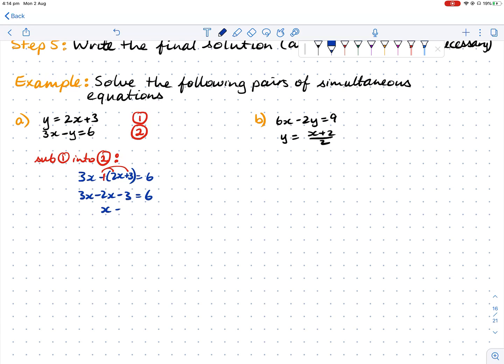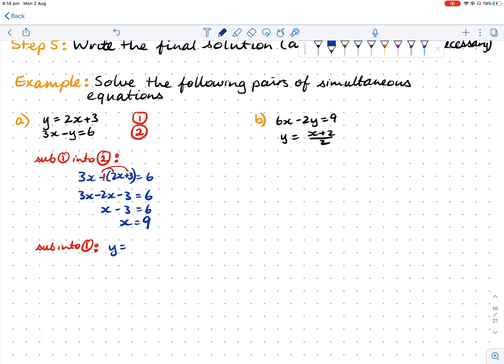3x minus 2x is x, so x minus 3 is 6. So x equals 9. Once we've got the x value, what we can then do is substitute into either of those equations. It doesn't matter which one you put it into because it should work for both of them. I'm actually going to substitute into equation 1 because y is already the subject. So I'm going to sub into 1.